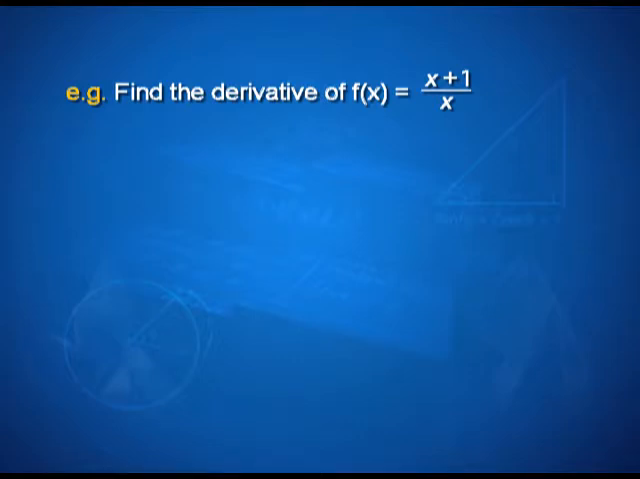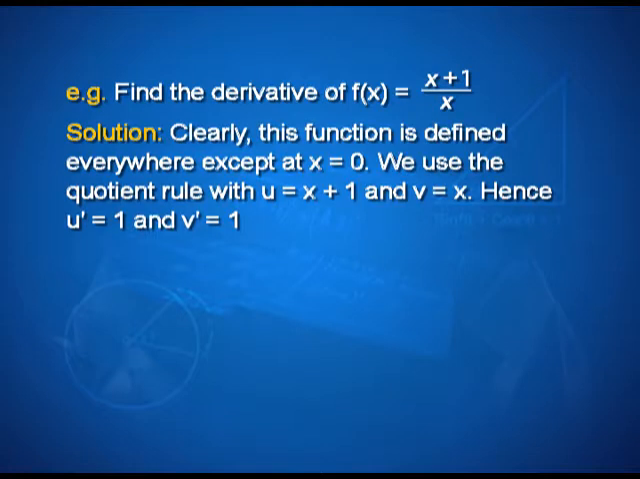Let us look into one more example here. Find the derivative of f of x is equal to x plus 1 upon x. For the solution, clearly this function is defined everywhere except at x is equal to 0. We use the quotient rule with u is equal to x plus 1 and v is equal to x. Hence, u dash is equal to 1 and v dash is equal to 1.